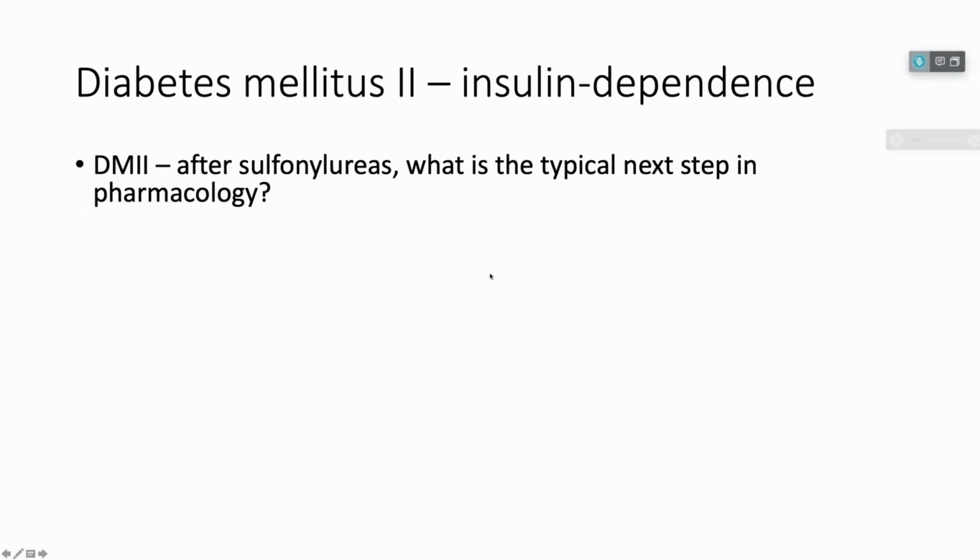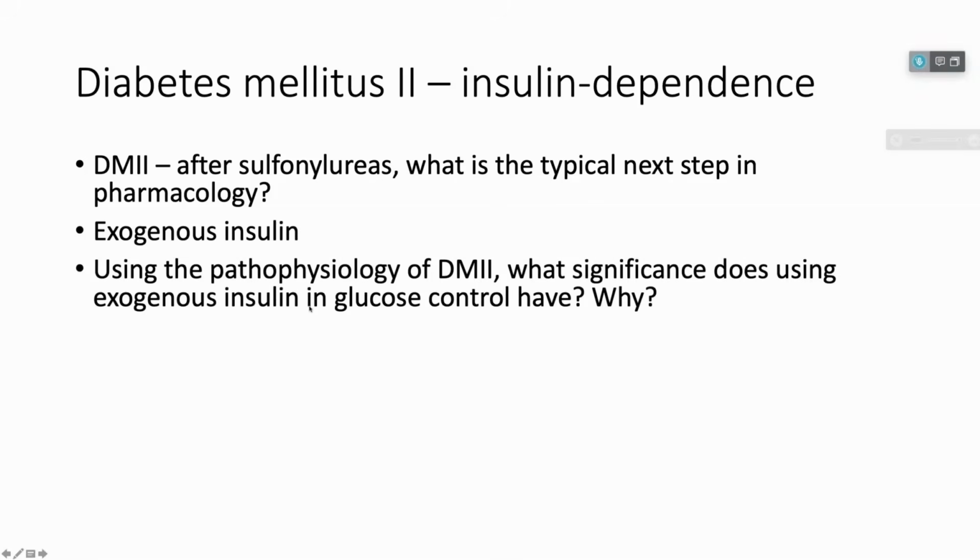So Carolina, after sulfonylureas, what typically is the next step in pharmacologic management? So after sulfonylureas, at that point, the pancreas is dying, so you'd go to insulin. Yeah, usually you go to insulin. Again, there are all these second and third line things, and maybe there's something else, but in general, this is the typical steps. So you start to give them exogenous insulin.